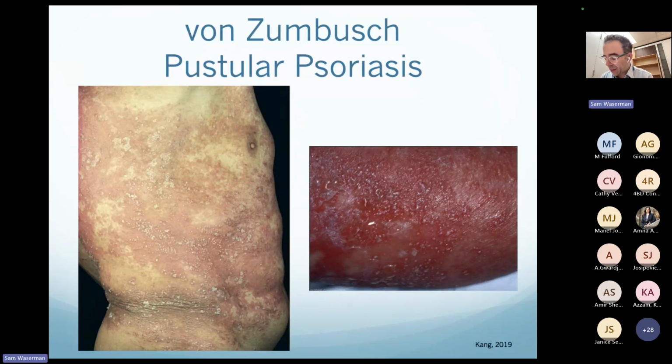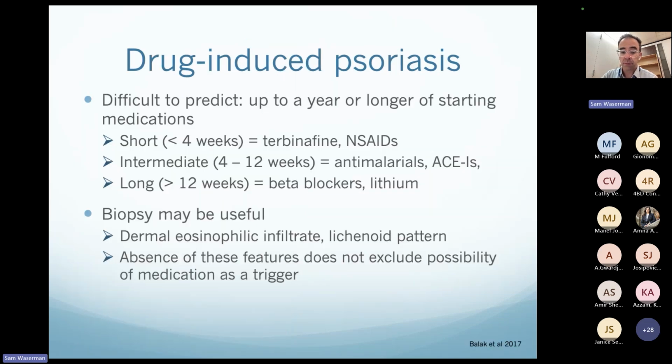So that's the von Zumbusch variant of pustular psoriasis, which, as I said before, can evolve into erythroderma. On the left here, you see these sterile pustules on a background of erythema. Once it's evolved into erythroderma, a lot of those same pustules have been lost. And we see rapid and generalized painful skin, fever, leukocytosis, low albumin. It's been associated with hypocalcemia and also with the abrupt cessation of steroids.